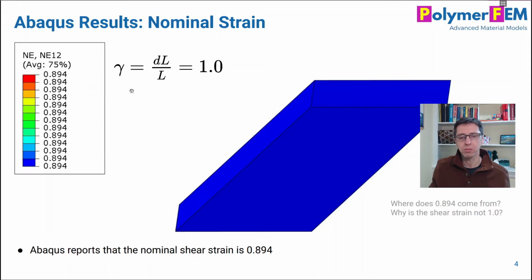And this has big consequences, of course, if you get data. Most test labs or the people that you work with typically report gamma, thinking that it's a good shear strain value, and it really isn't.